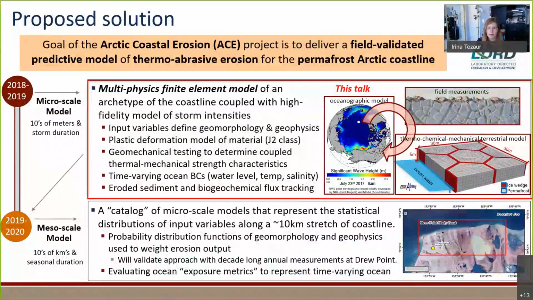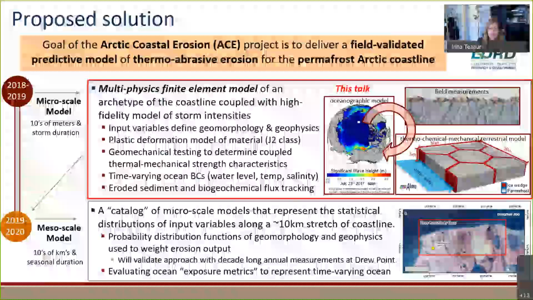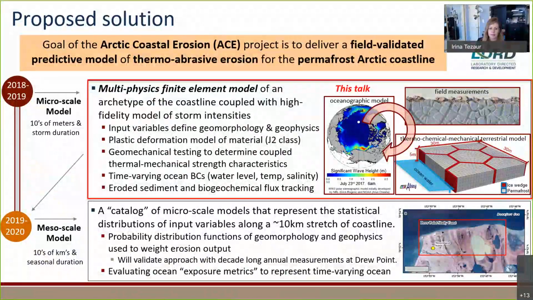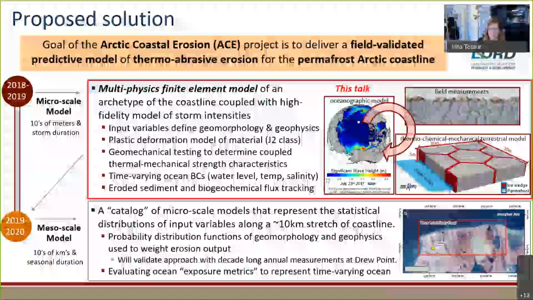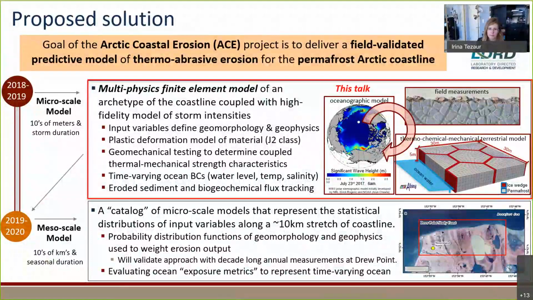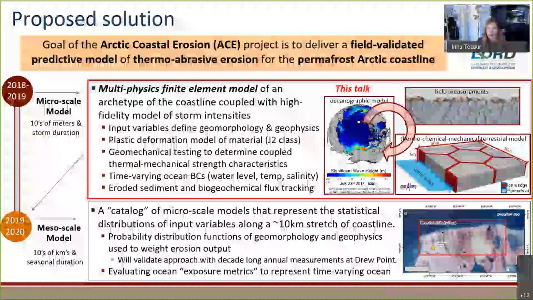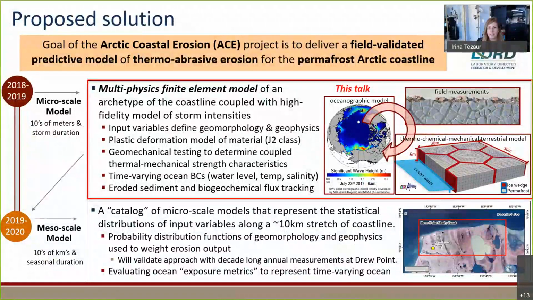So let me tell you a little bit about the project. The project is known as ACE, which stands for Arctic Coastal Erosion. This is a project in its third and final year, and it's funded by the internal Sandia LDRD program, which stands for Laboratory Directed Research and Development. And this is basically a pot of money for more kind of high risk, high reward type of projects that are maybe more exploratory in nature and need to be matured a little bit before they're considered viable for other sorts of funding.